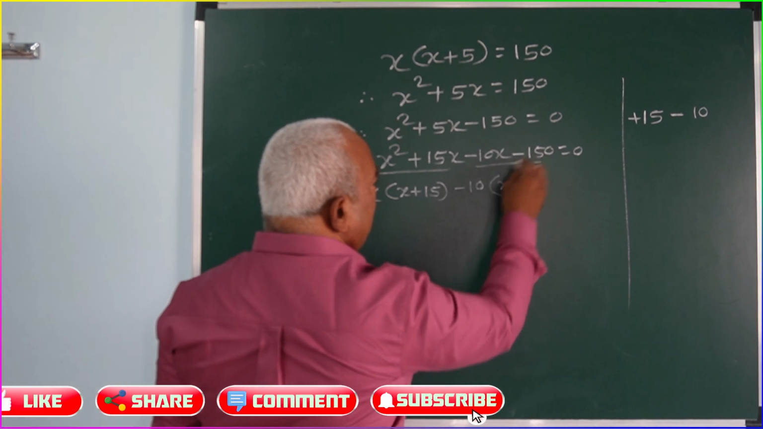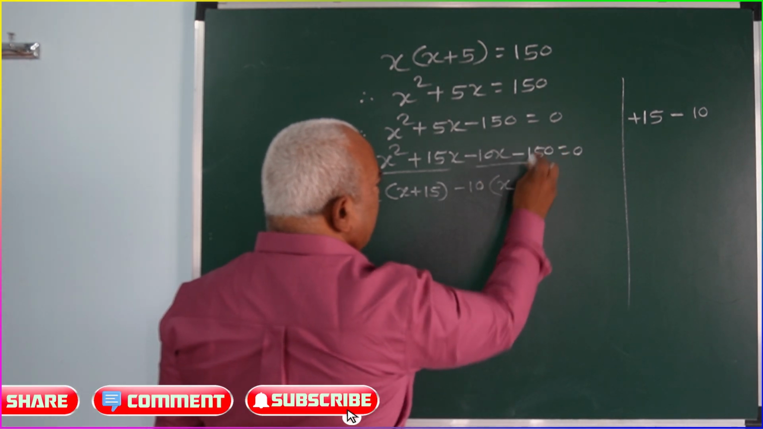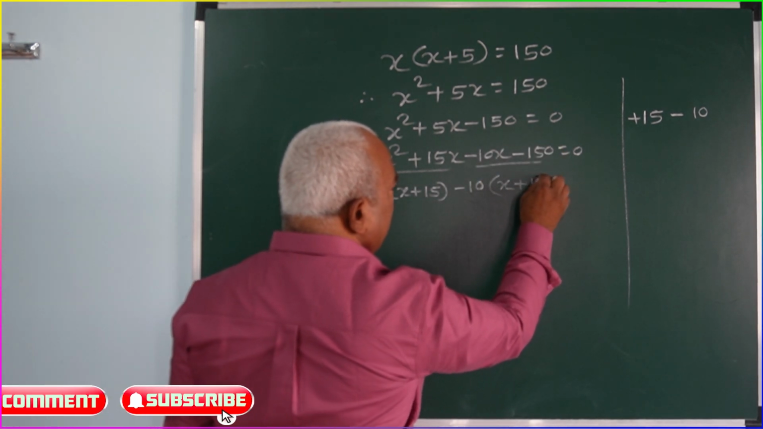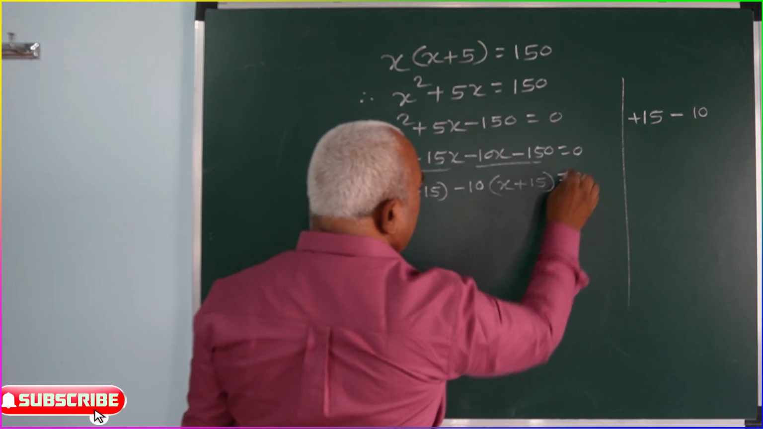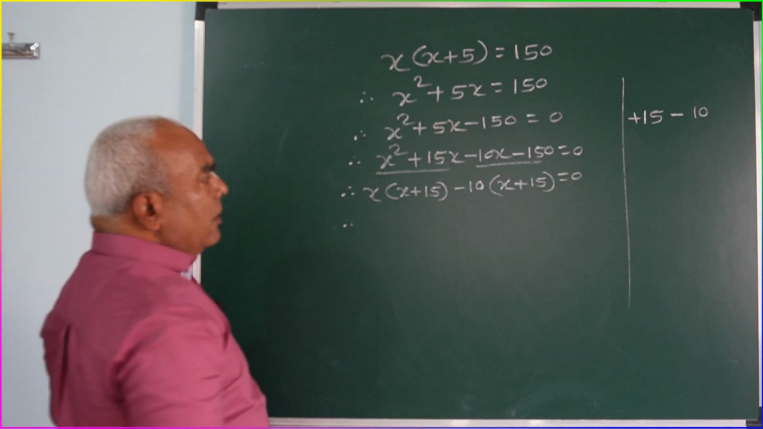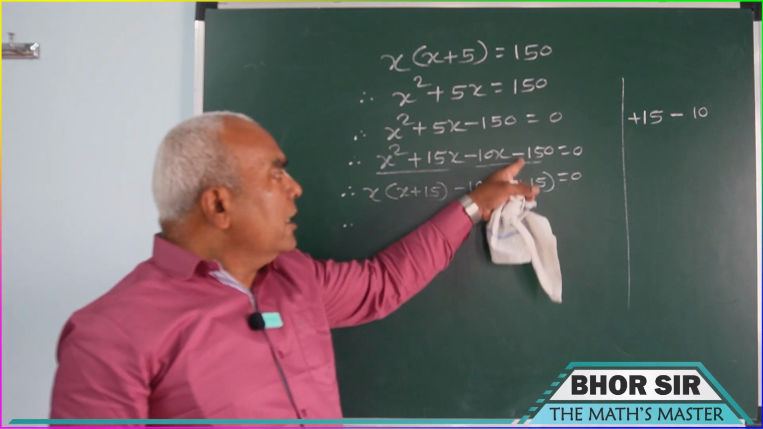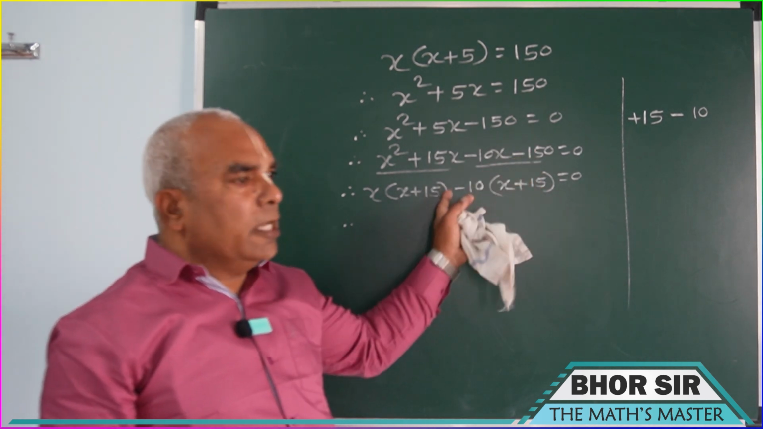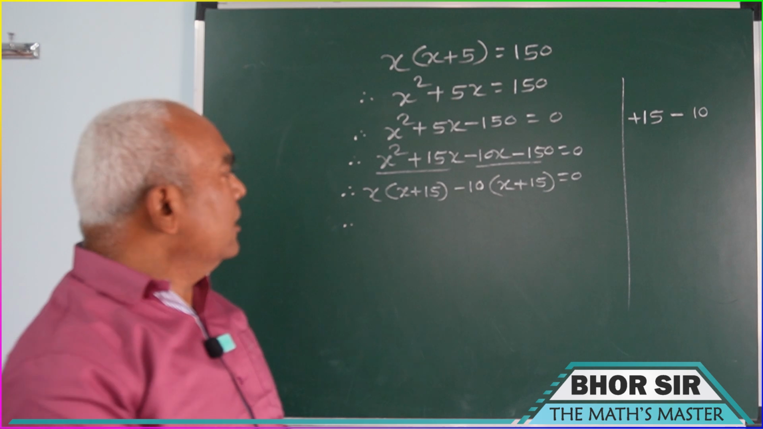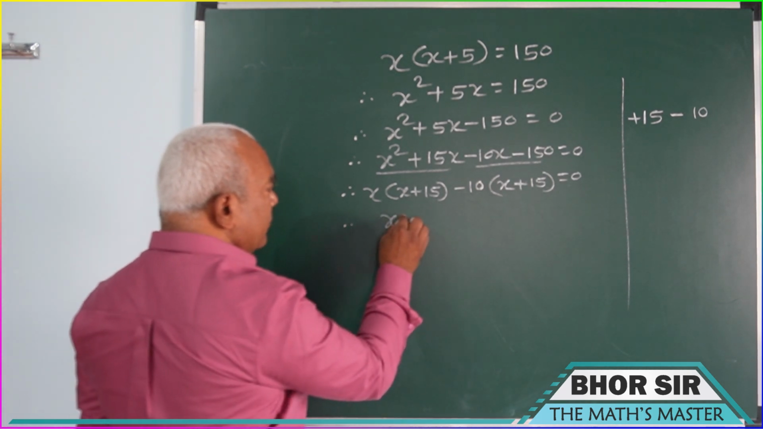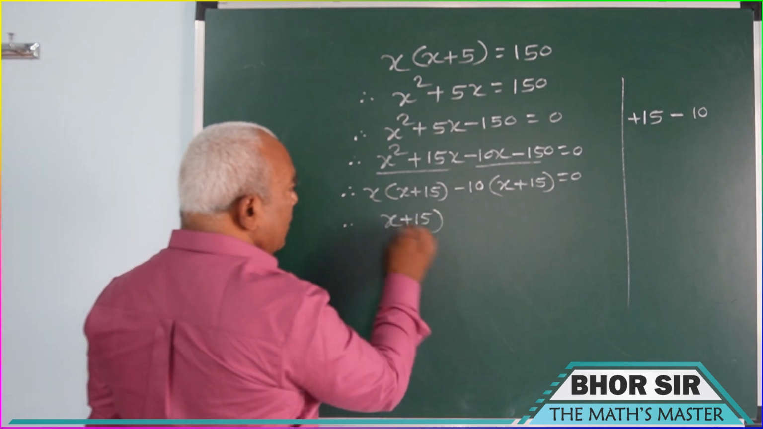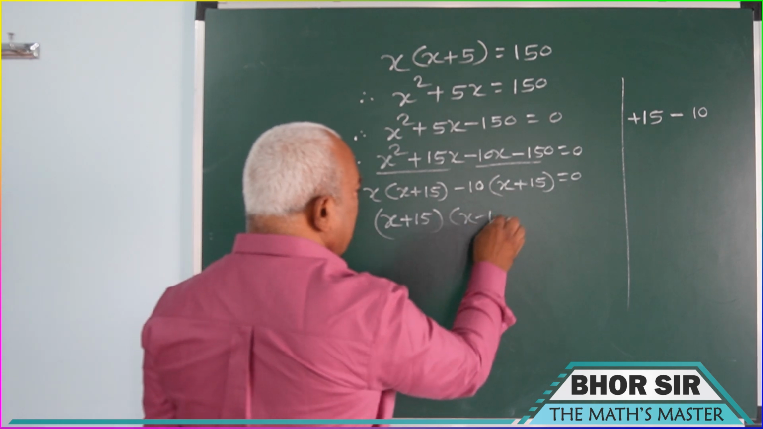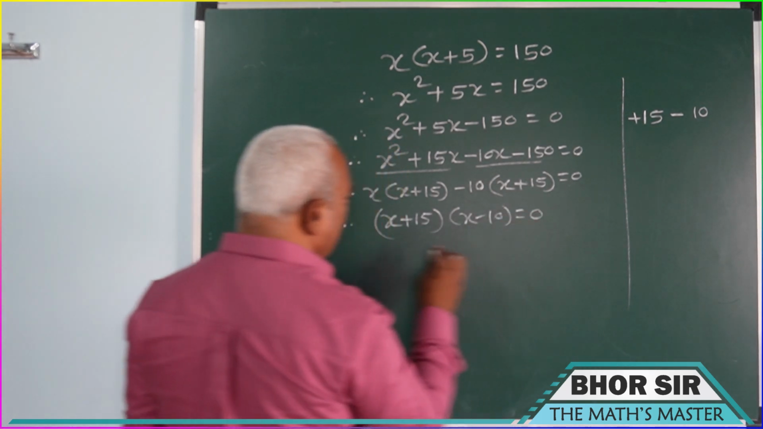10 on the 10, 10 on the 10, 5 remaining. The answer coming is 15 only, because 15 tens are 150. The sign will be plus here. Don't write this sign here. Minus and minus: in division, both signs are the same, therefore the answer should be plus. Now we should write this way: x plus 15, other bracket, x minus 10 is equal to 0.